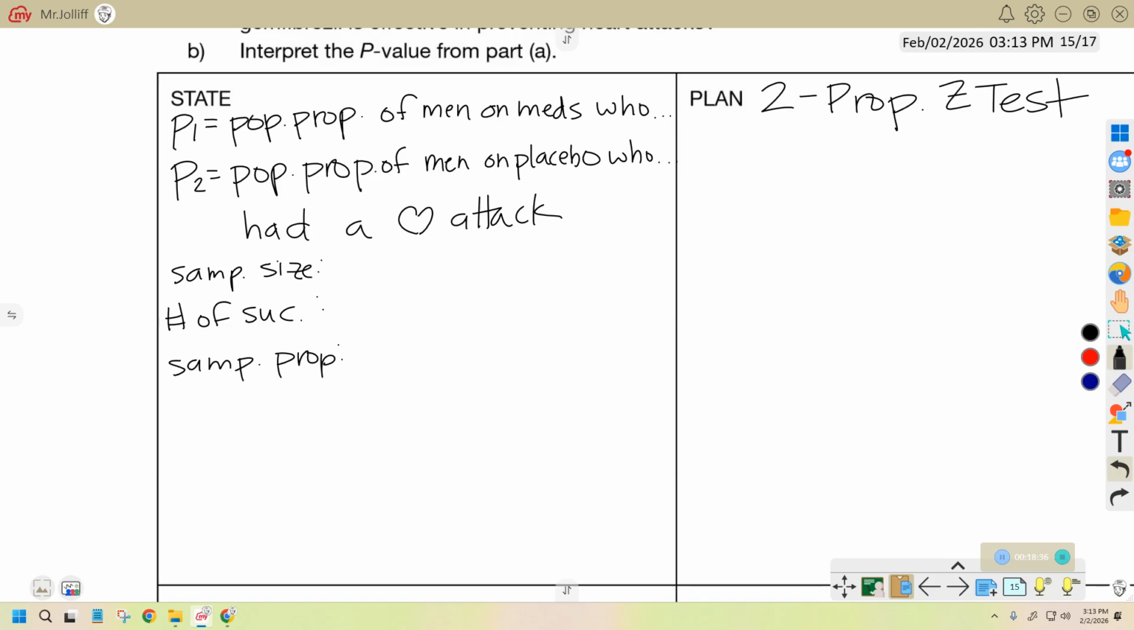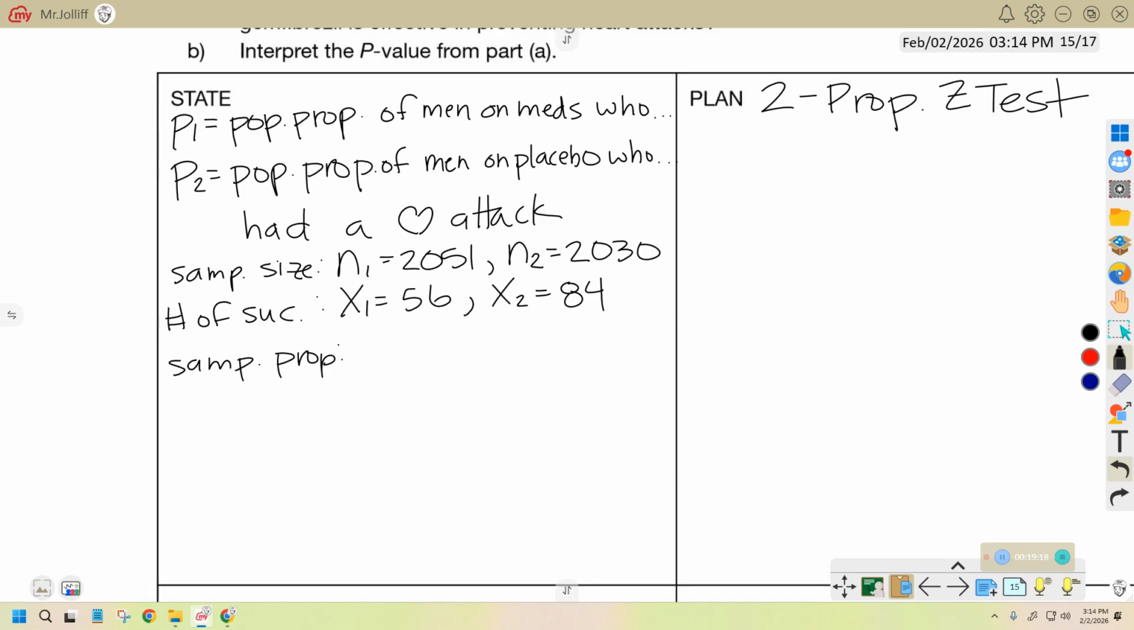Right, name of the game is speed. So sample sizes. 1 is my medication group. We had 2,051. Pretty sure I read the problem right. I see some nodding. Group 2 was my placebo group. We had 2,030. Good. For number of successes, X1, we had 56 who had heart attacks out of the medication group and 84 out of the placebo group.